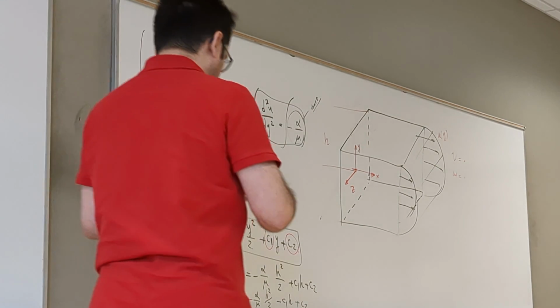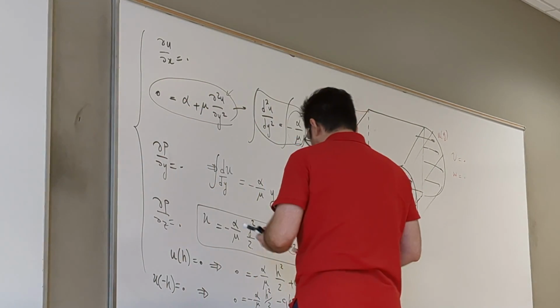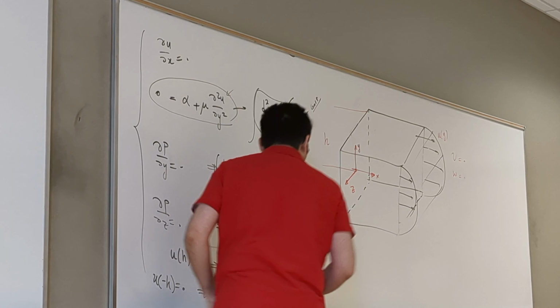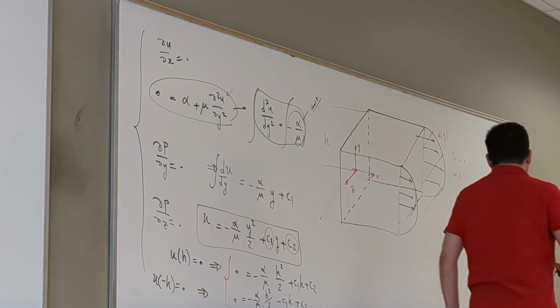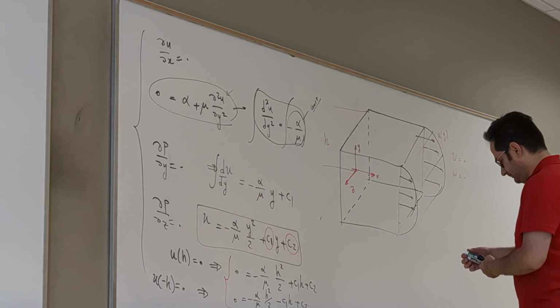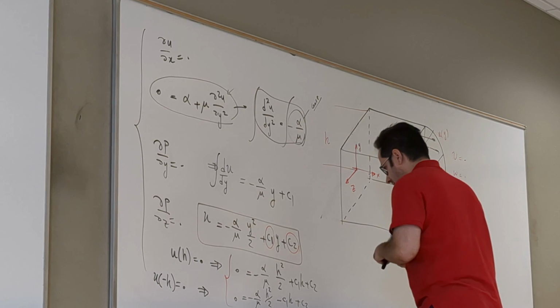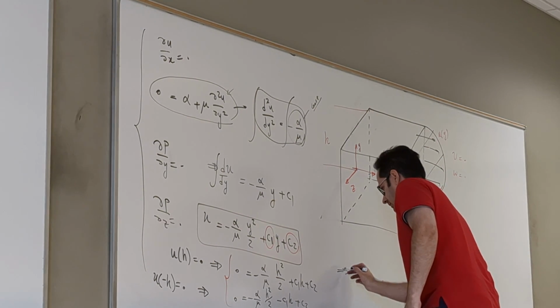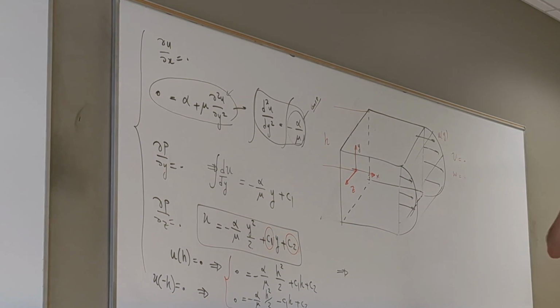Now, these are what? I want to solve for C1 and C2. These are two equations, two unknowns. And I'll have to solve the system of two equations, two unknowns to get C1 and C2. So let's do that. Let's subtract the above from the bottom.